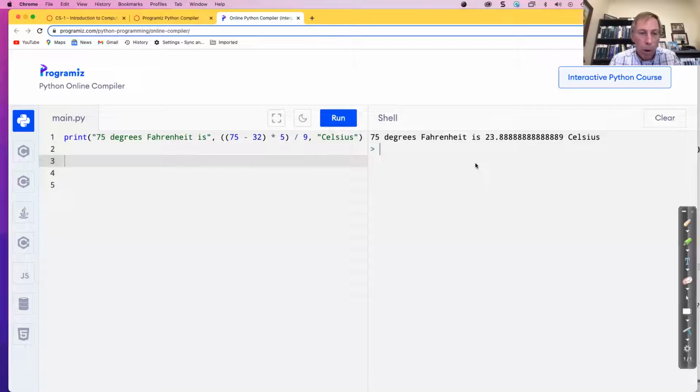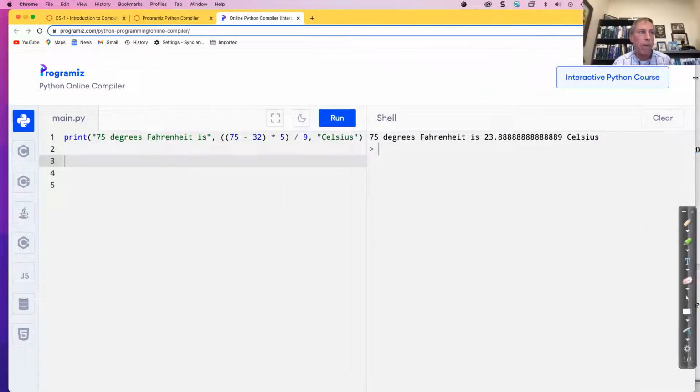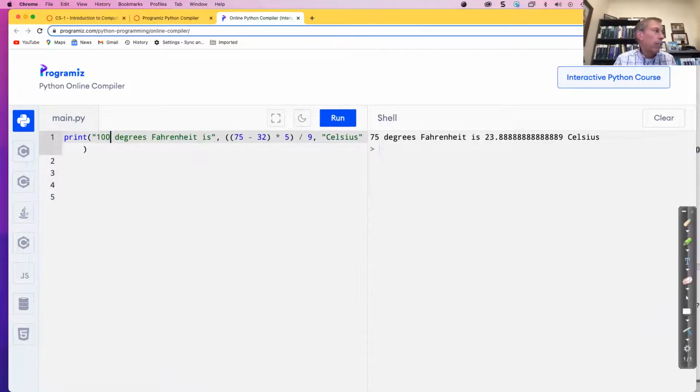Because everybody in the world uses the metric system, but the United States and I think Liberia. Okay. But so you can make these cool little formulas. Now, the only problem, not problem, we're going to see later when we do variables. What if I wanted to change this? What if it was 100 degrees Fahrenheit? Well, I'd have to change this. We'll see later how we can ask the user. That's coming up next week.